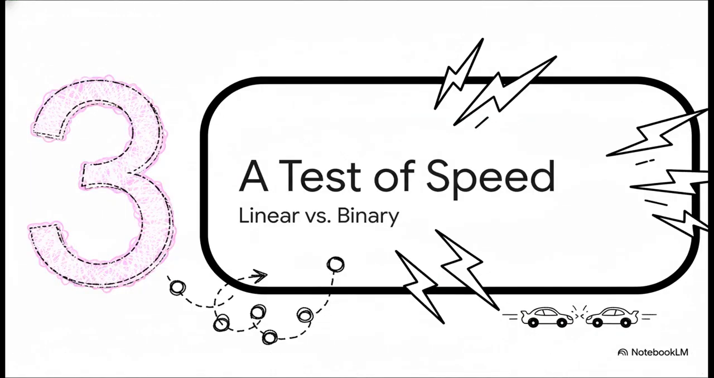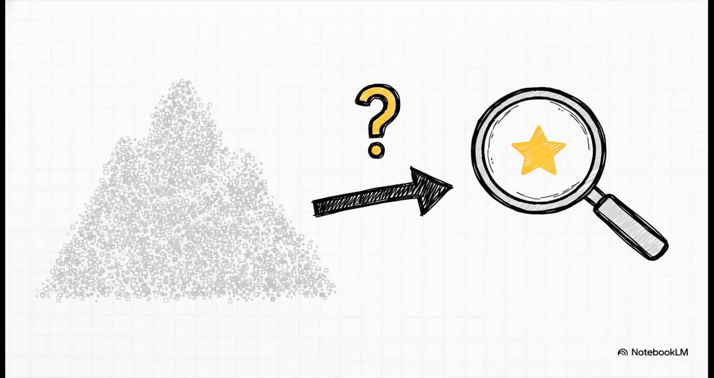So we've got one method that's simple but kinda slow, and another that's way faster but has a big rule. So, just how big is that difference in speed? Well, let's put them to the test in a little head-to-head challenge. Here's the setup. We have a massive list, 20,000 items, and we need to find just one of them. We're going to look at the worst-case scenario here. What's the absolute maximum number of checks each algorithm might need to make?